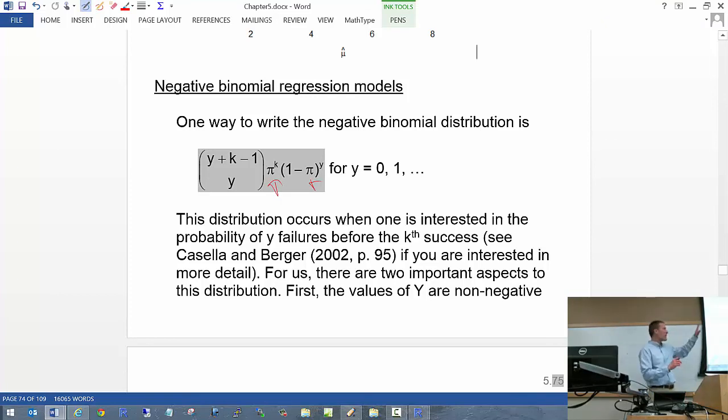We also have this combination out in front. Rather than the number of trials choose the number of successes, instead it's a little bit different. Y here is, let's say, the number of failures before the kth success. We take y plus k minus 1, choose y. Notice pi is raised to the number of successes power, and 1 minus pi is raised to only the y power.